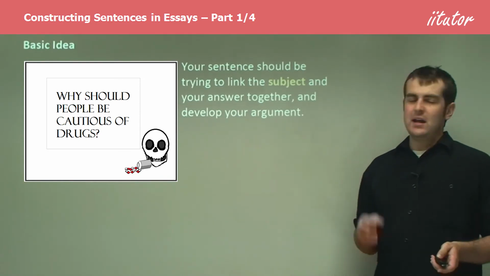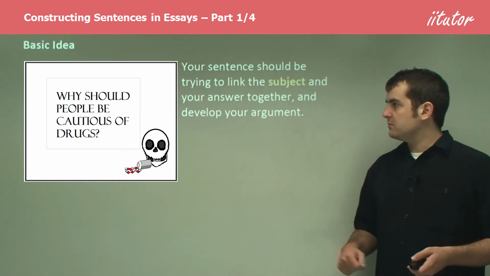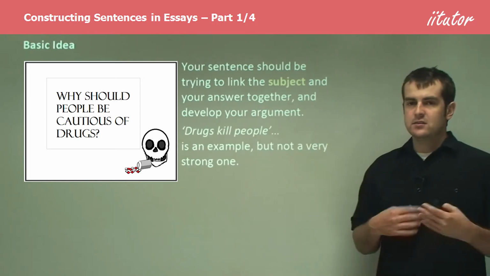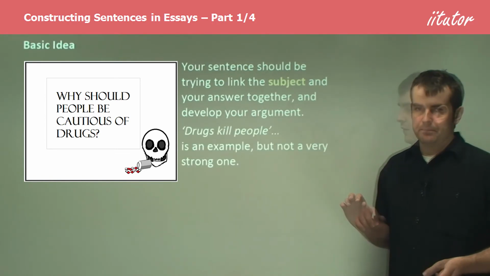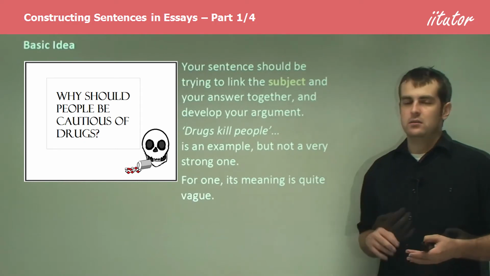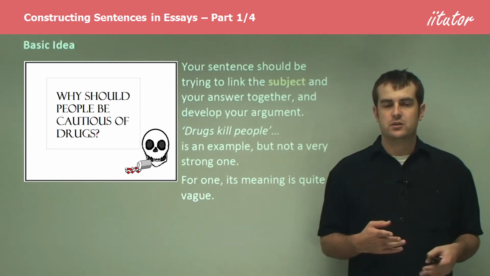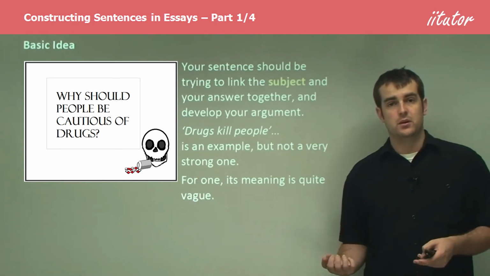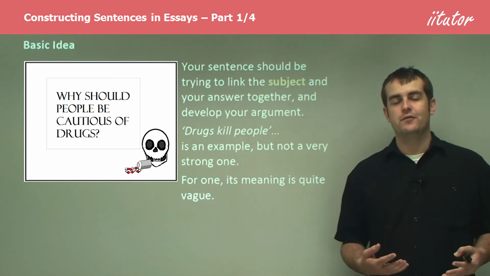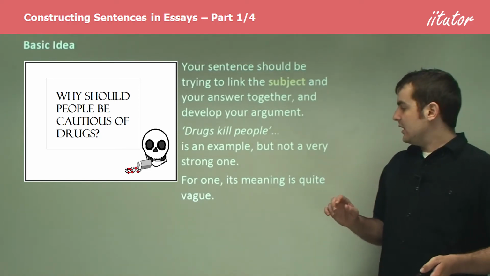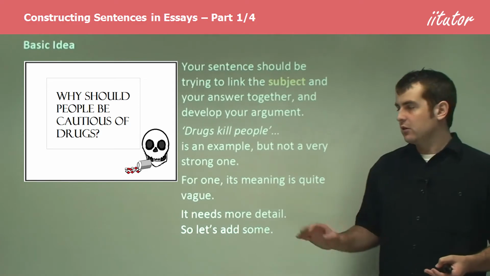So let's start with the basic answer. Okay, what's one reason people should be cautious of drugs? Drugs kill people. Now, it's an example, but it's not a very strong one. For one, its meaning is quite vague, and obviously there'll be a lot of questions that you ask, because you'll be saying, well, drugs sometimes don't kill people. Sometimes, you could go on for days about this. So it needs a lot more detail, and that's what we're going to look at adding.